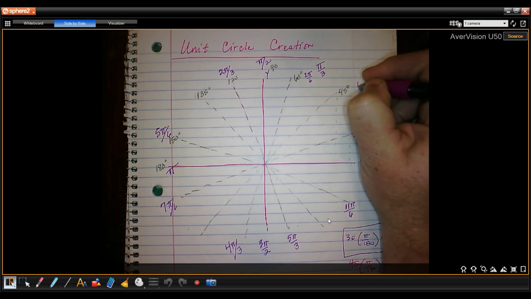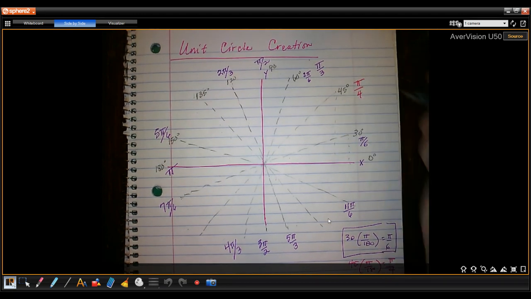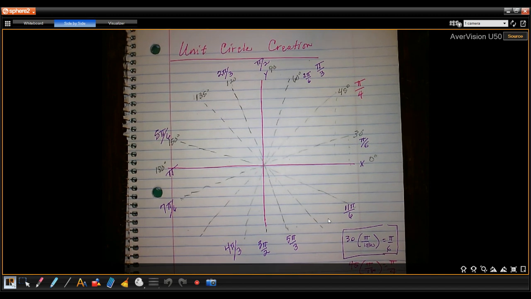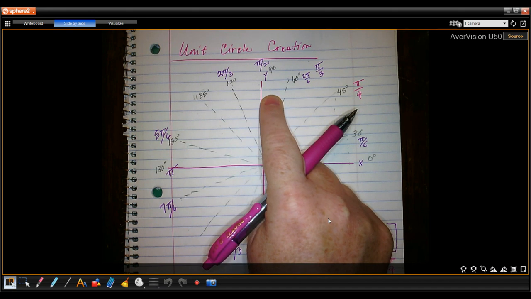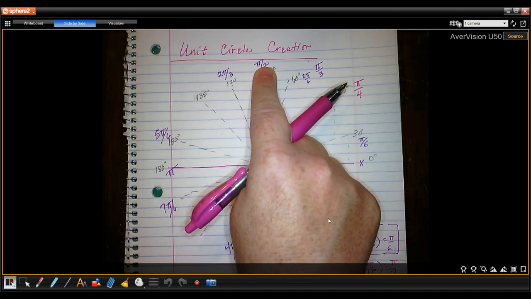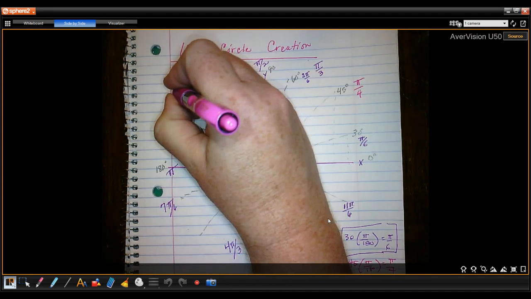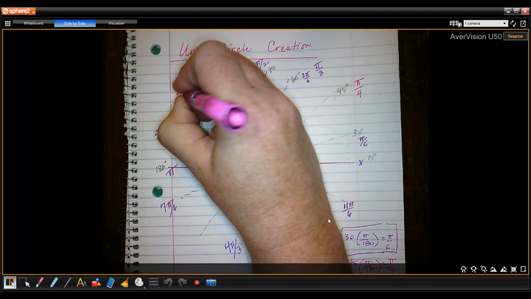So 45 degrees is pi fourths. Well, then we just start all over. So pi fourths, 1 pi fourths, it's 45 degrees, plus 45 more is 2 pi fourths. Well, 2 pi fourths is pi halves. It reduces to pi halves, so we're right. Here's 3 pi fourths.